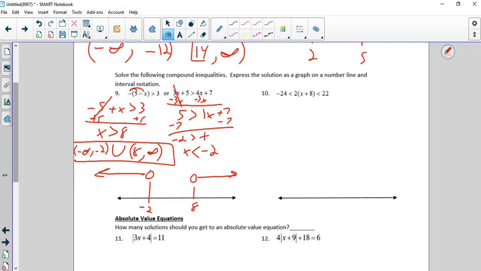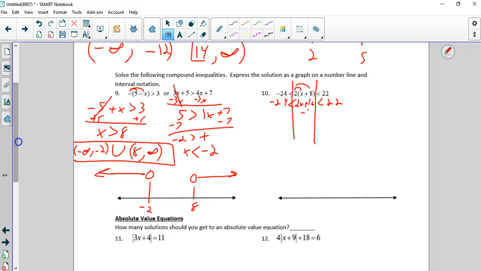Now number 10, the only difference with this is that there are 3 things going on. 3 columns. So when I do something, I have to do it in all 3 spaces. First off, I'm just going to distribute. So negative 24 less than 2x plus 16 less than 22. All I did was distribute the 2.